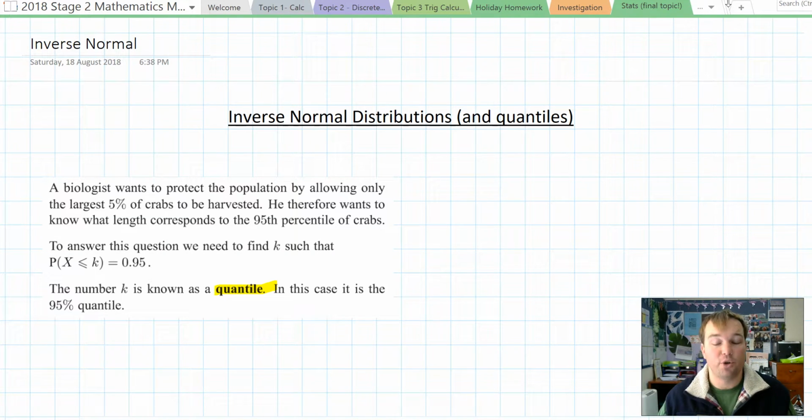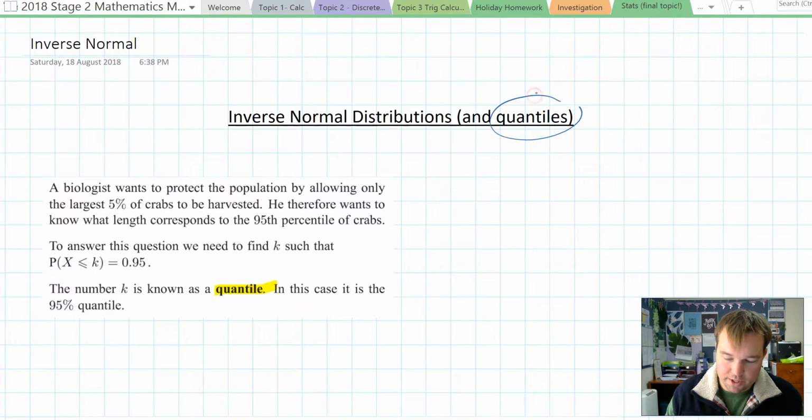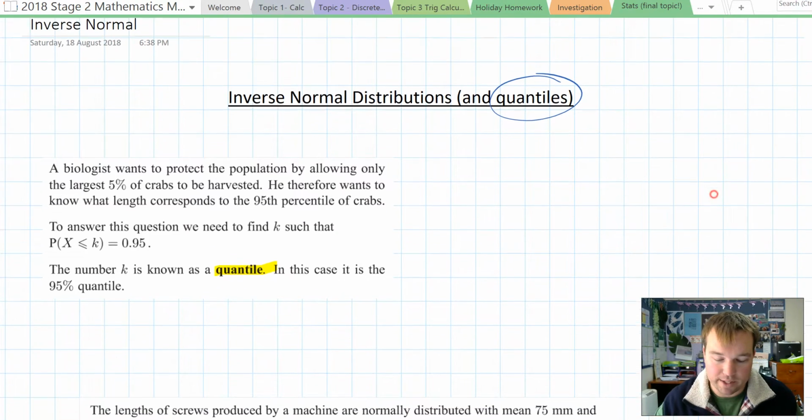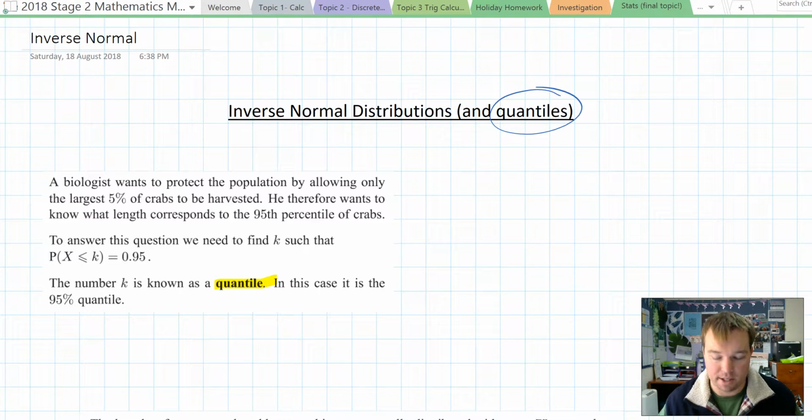Welcome to the third video on normals. This one involves the inverse normal distribution. Very simply, it's about trying to find what we call quantiles, and that can best be described in this little example here. A biologist wants to protect a population by only allowing the largest 5% of crabs to be harvested. He therefore wants to find what length corresponds to the 95th percentile of crabs.